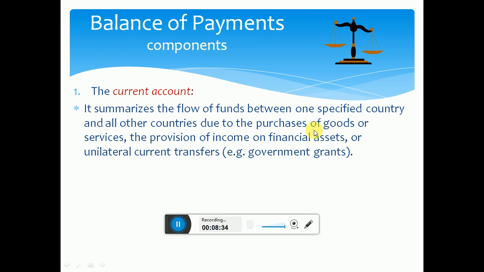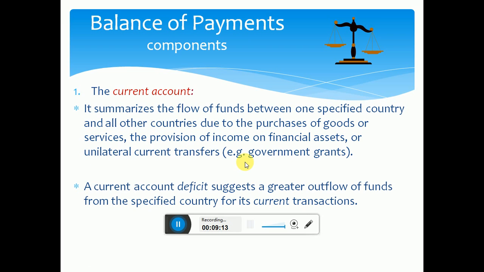The first thing is purchase of goods and services, the flow of funds which is because of the purchase of goods and services. The second thing is provision of income on financial assets, that is factor income payment. That is basically the investment made by the people of Afghanistan in other countries, or people of other countries investing money in the Afghanistan stock market. On those investments, they will receive dividends and interest. So funds are flowing into the country and out of the country. And the third thing is unilateral current transfers.